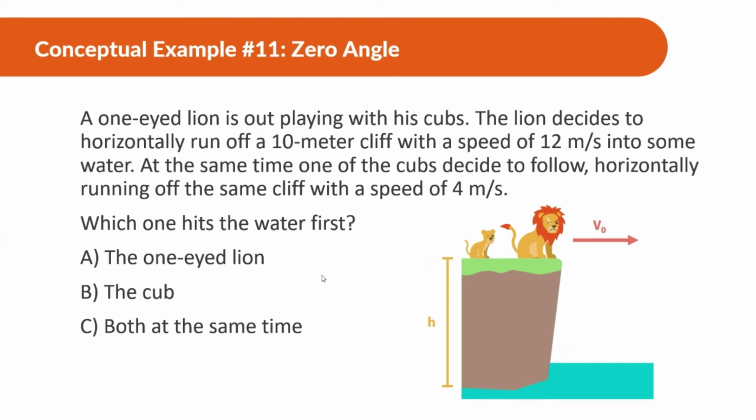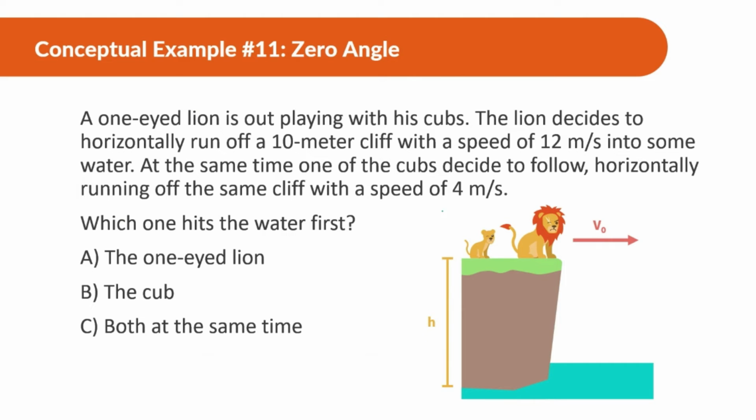Moving on. A one-eyed lion is out playing with his cubs. The lion decides to horizontally run off a 10-meter cliff with a speed of 12 meters per second into some water. At the same time, keyword at the same time, one of the cubs decides to follow horizontally running off the same cliff with a speed of 4 meters per second. Which one hits the water first?